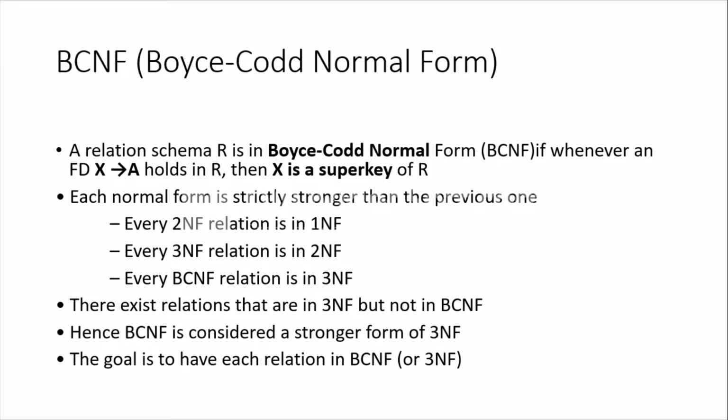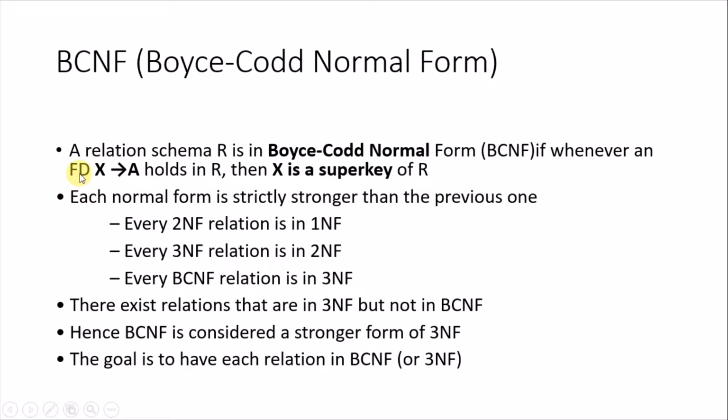In 3NF, if we have a functional dependency like X to A, either X is a super key or A is a prime attribute. Here what it says is that X is a super key of R. There is no other option. If we have a functional dependency like X to A, then X is a super key.